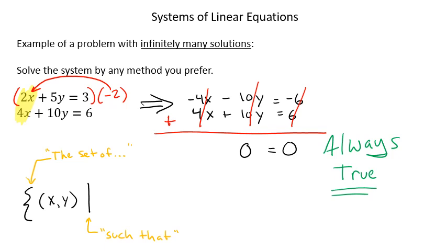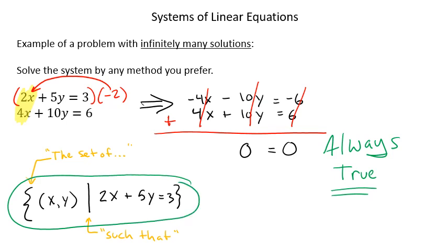Pick one equation. Those two equations have the same line, so it doesn't matter which one you use. So the set of all points, such that 2x plus 5y equals 3. So we're not really doing anything here. We're just taking the problem and putting it into set builder notation. So this would be the answer.